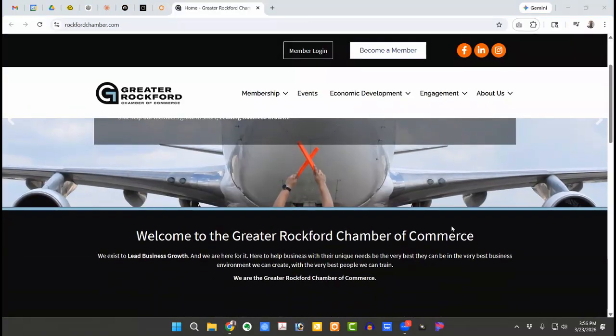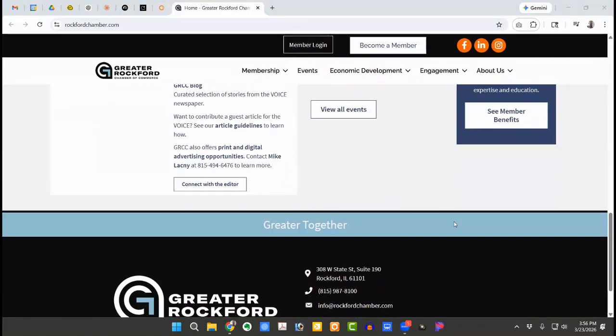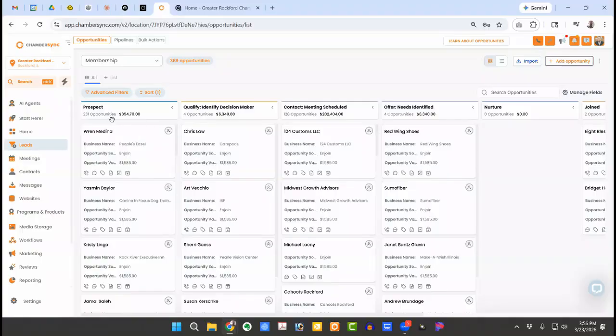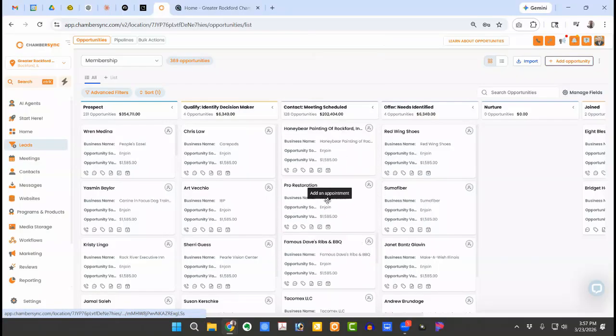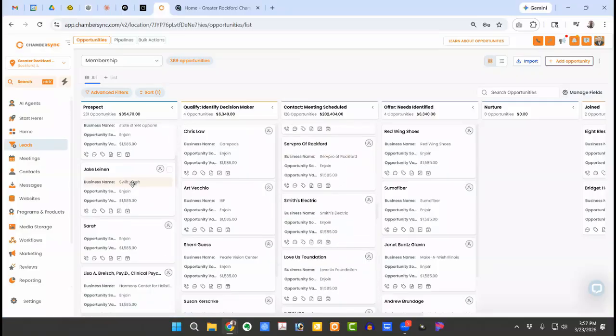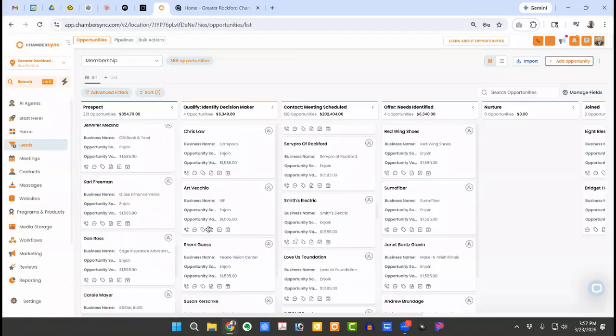This is the Rockford Chamber in Rockford, Illinois. You can see they've got about $350,000 worth of prospects here, and they've already got $202,000 worth of meetings scheduled. So a whole lot of businesses that they're connecting with in order to grow through ChamberThink.